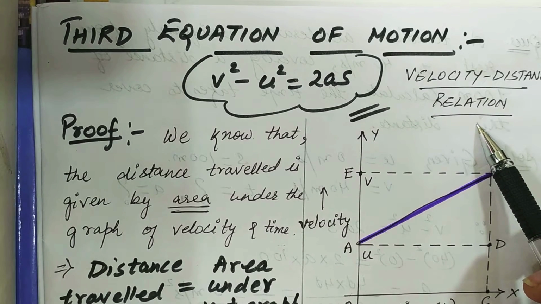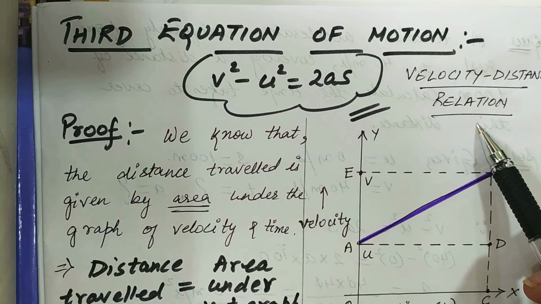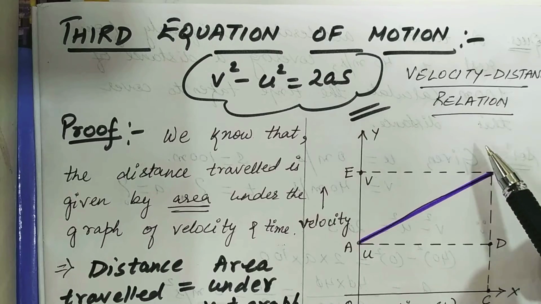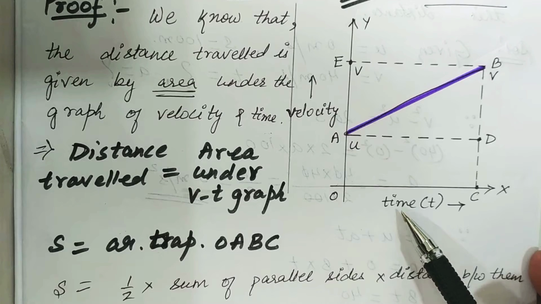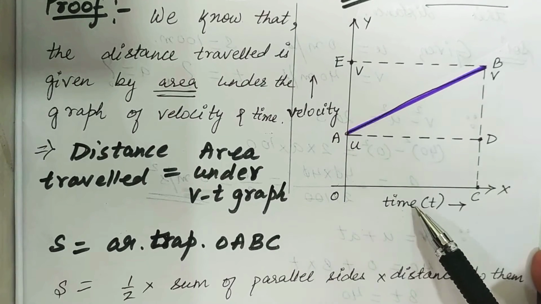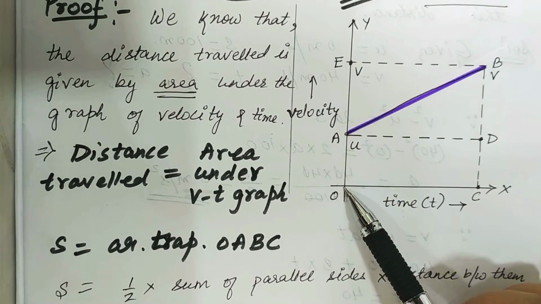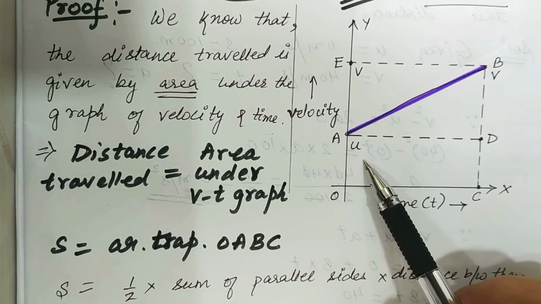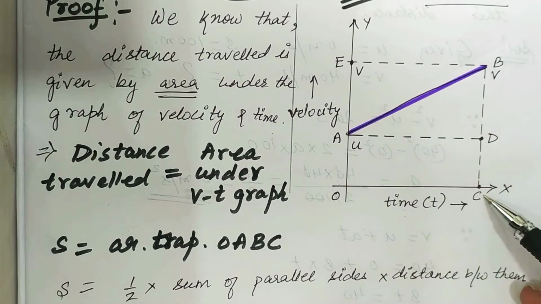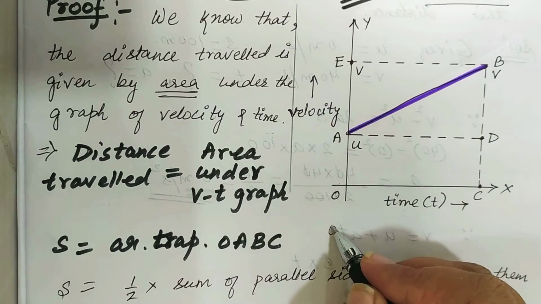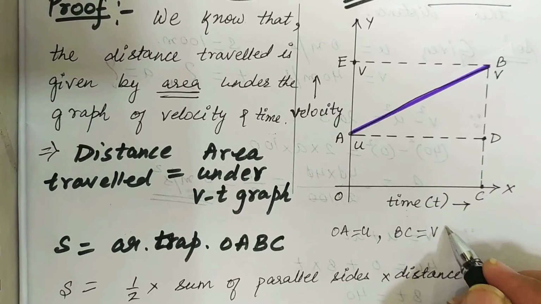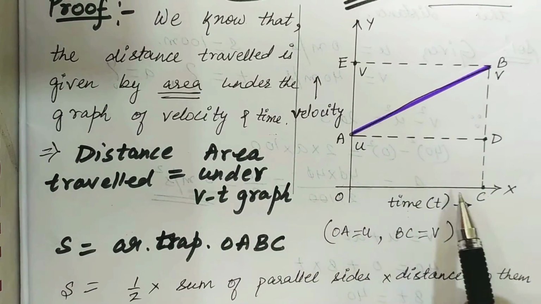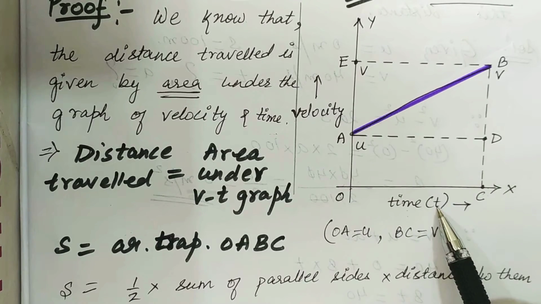So we are going to derive the third equation of motion graphically. We are going to derive v square minus u square is equal to 2as. The same diagram would follow in all three derivations. So again we have taken the same diagram which you have taken in the earlier two derivations. Initial velocity OA is u, final velocity BC is v. The time taken from O to C is T, right?